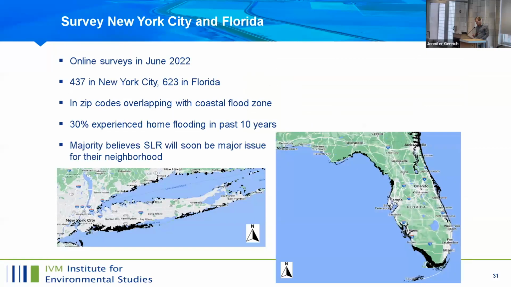And now I will focus on the results in New York and Florida. So we did all the surveys, by the way, in 2022, also in the other countries: 437 surveys in New York and 623 in Florida, in zip codes overlapping with the coastal zone. So all these black dots that you see on the map, on the left in New York and on the right in Florida, are the areas that we've targeted. And data shows that flooding is really important there. 30% of people experienced flooding in the past 10 years, and a large majority of people believe that sea level rise will be or already is a problem in at least the coming 20 to 30 years.